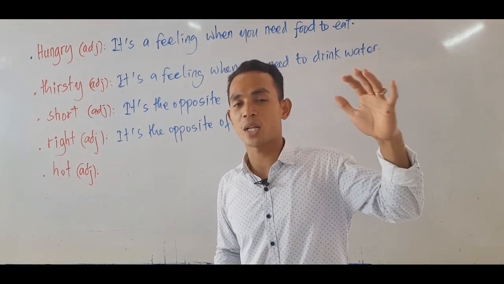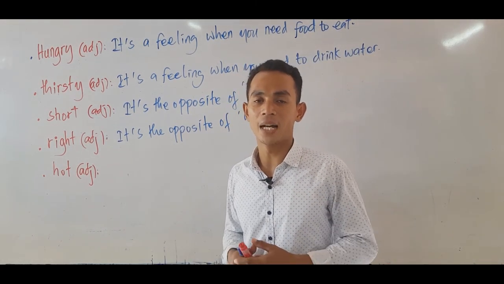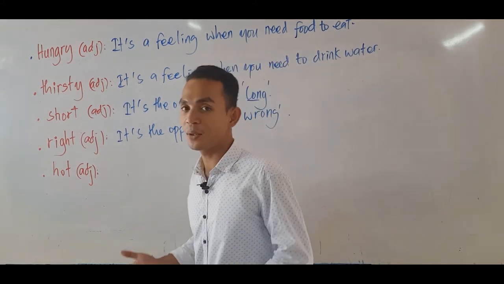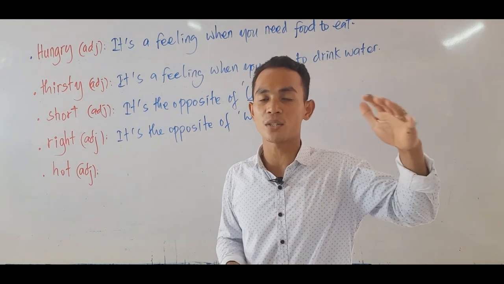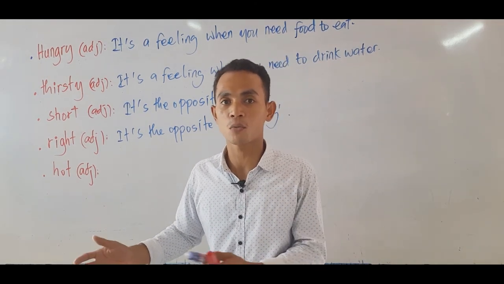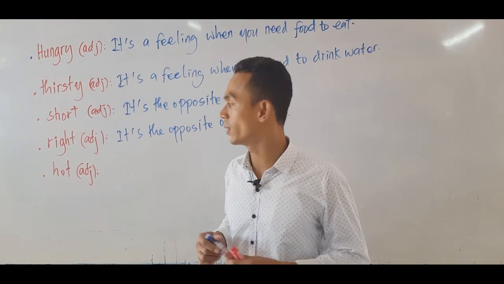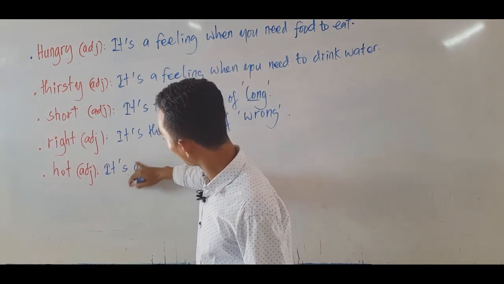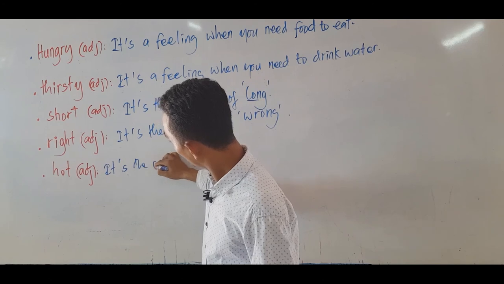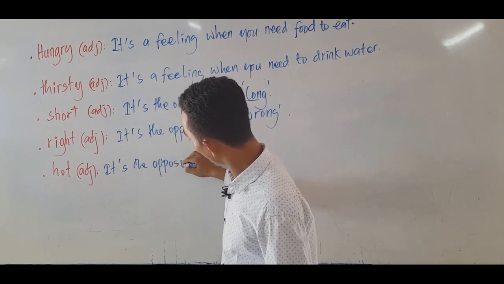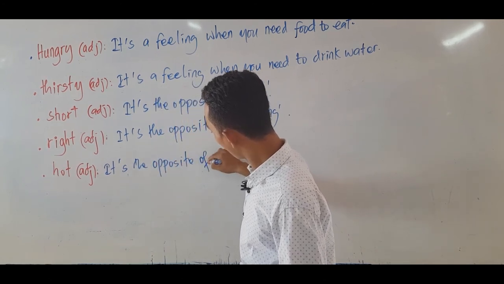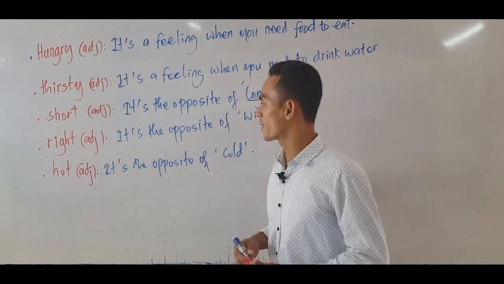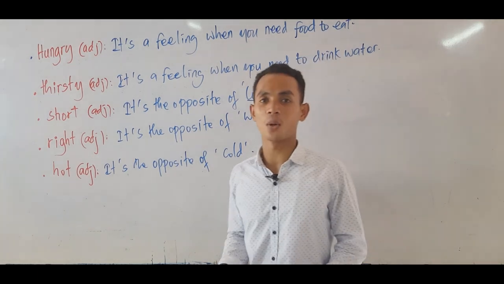Hot refers to the high temperature, and you like hot weather or cold weather. So hot is an adjective and refers to the high temperature, and the low temperature is called cold. So you can say it's the opposite of cold. Okay, so hot is the opposite of cold.